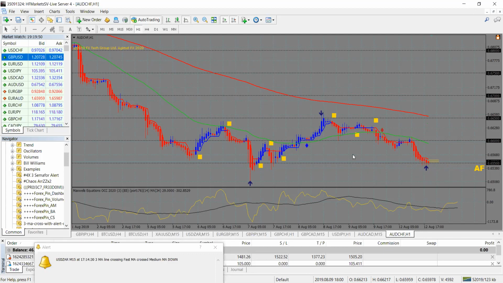So here we are on the 1-hour chart of AUD-CHF, we can see things that begin to look a little bit different. Price has been milling around the 50 and around the 200, but it's still basically under the 50 and 200, even on the 1 hour chart.